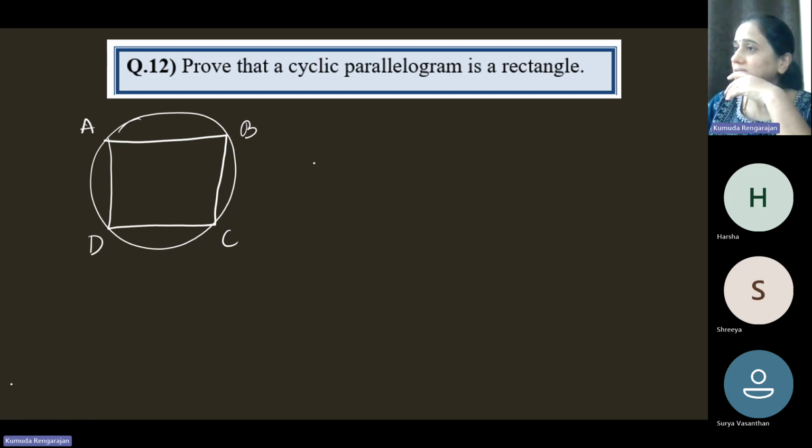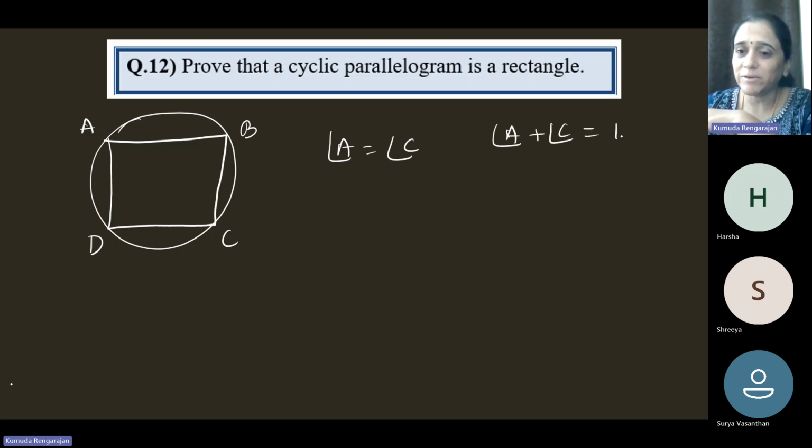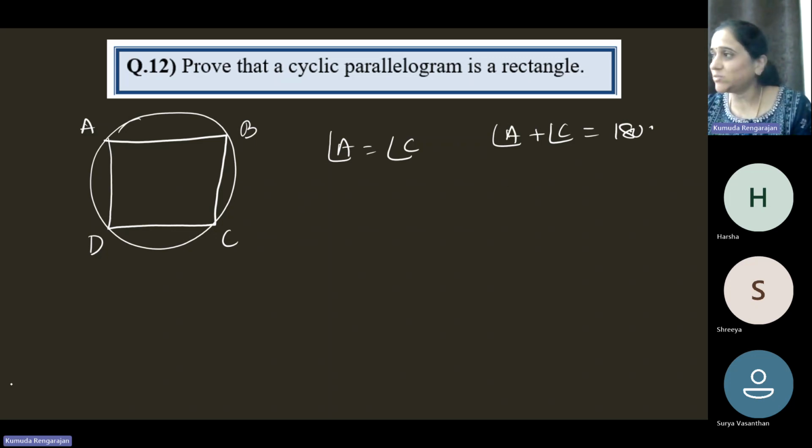Parallelogram, so just one step to go. Angle A is equal to angle C. Very good. What's the reason? Because it's a parallelogram, opposite angles are equal. Very good. And A plus C is equal to 180 degrees because it's a cyclic quadrilateral. Because it is cyclic, A plus C is 180. But because it's a parallelogram, A is equal to C.